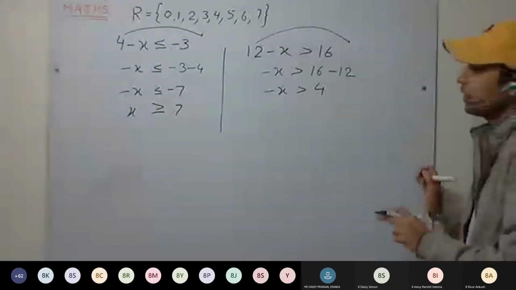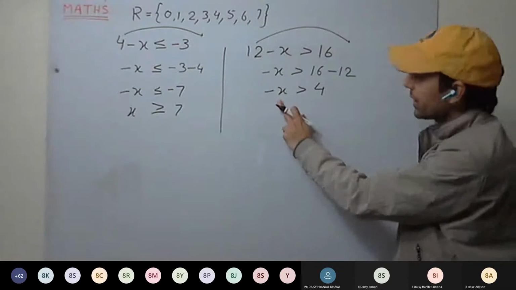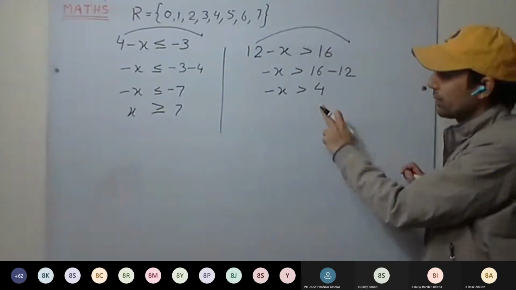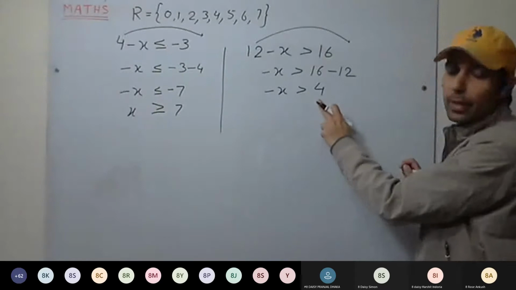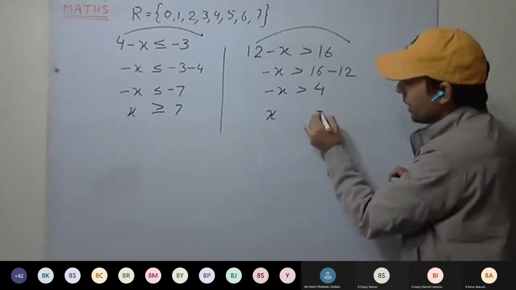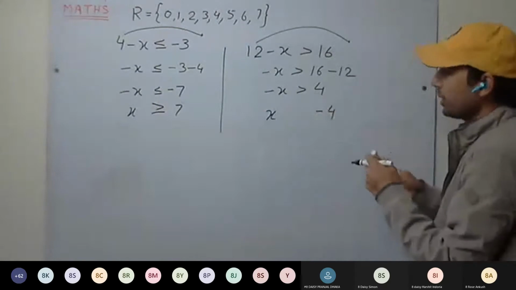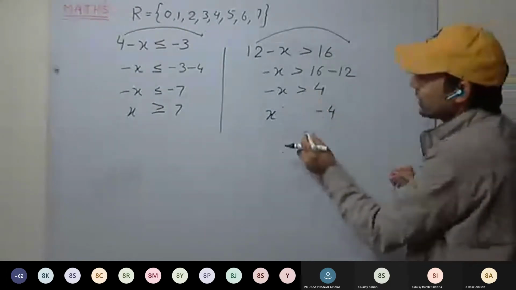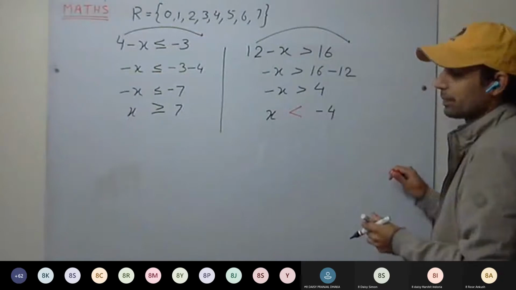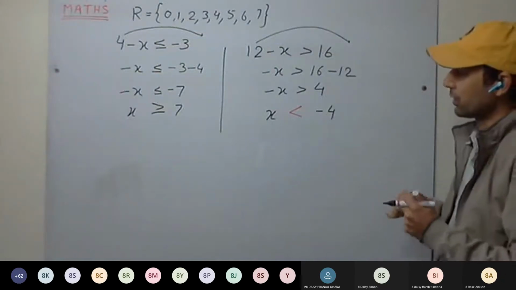Okay. Now what we'll do? We need positive x, plus x. So both sides will multiply by -1. What will we be getting? X here will be getting -4. And what about the sign? It will change. Understood this one?